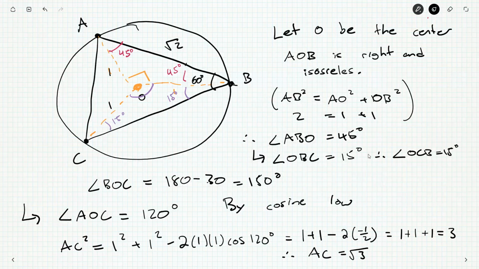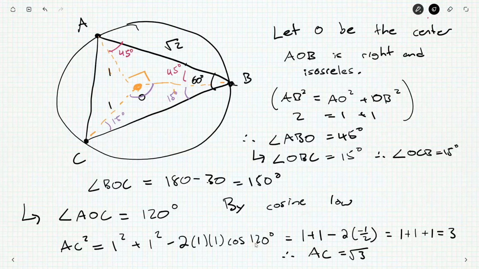So not a bad question 9. Usually I don't get to write question 9 on a single page. But there might have been another way to do it. I just like the cosine law because it was right there. I wonder if there were other ways to do it. Maybe drop an altitude, something like that. I don't know. I definitely think trig would have to be involved. But doesn't matter. We get AC is square root 3.